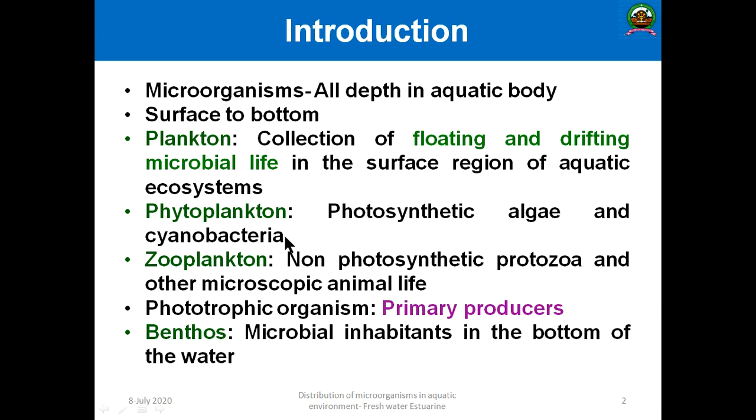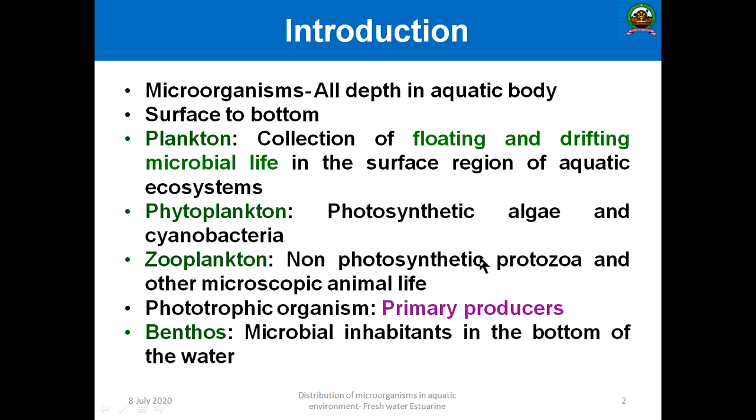So phytoplanktons are the photosynthetic algae and cyanobacteria, which are phototrophic organisms. They perform the photosynthesis process and they are present in the top layer in the ecosystem. And as we have discussed in the previous topic, they are known as the primary producers.